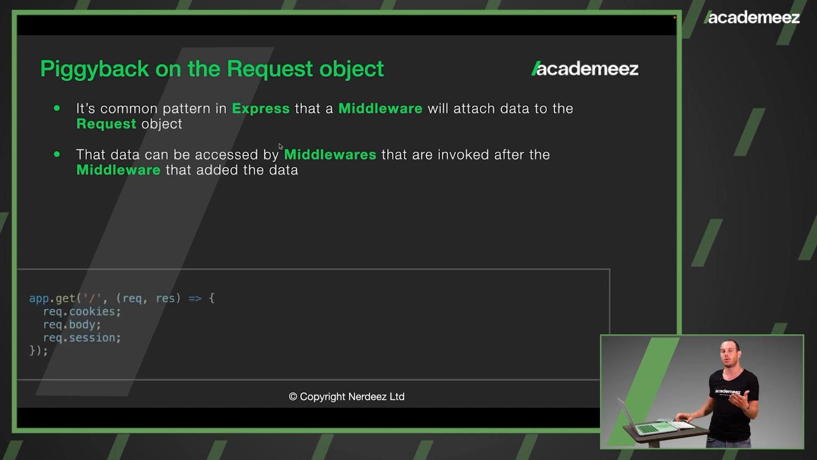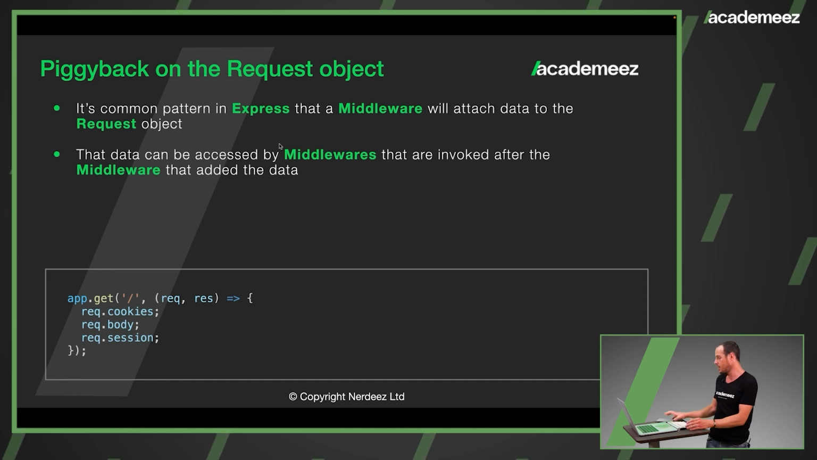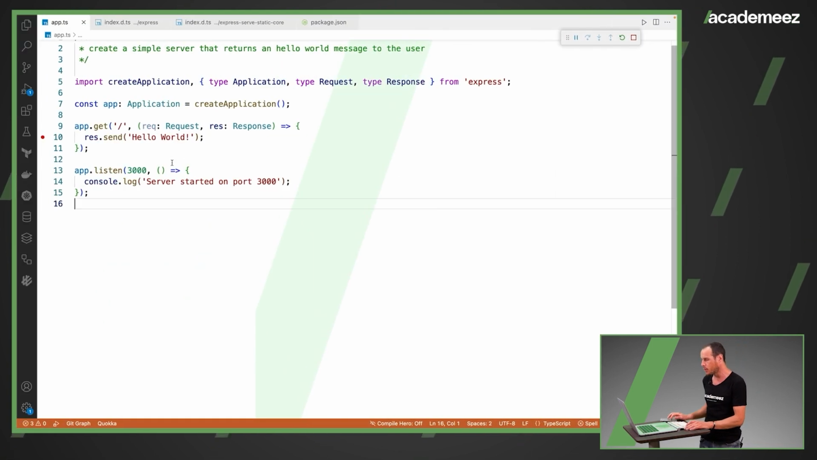So I take the request object and I can add data to it, and we see this pattern repeating in a lot of middlewares. For example, let's see it in code. We have request.cookies, request.body, request.session, and passport as well. So let's see an example here.